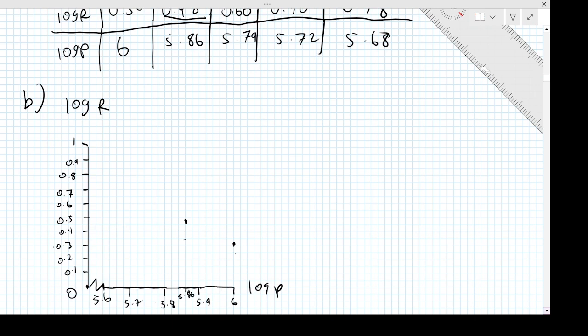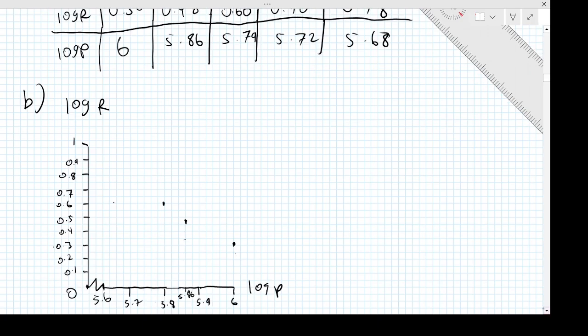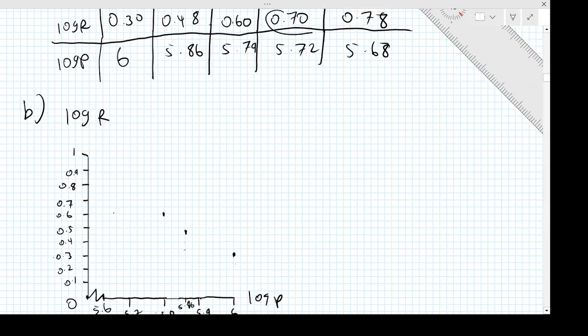Okay, then if I then plot 0.6 for log R, 0.6 is obviously here, against 5.79, that would be roughly there, right? Just there we are. And then 0.7, so again it's going to be here now, 0.7 if we go along to 5.72, it's going to be here, right?